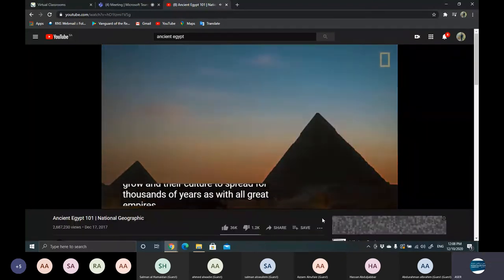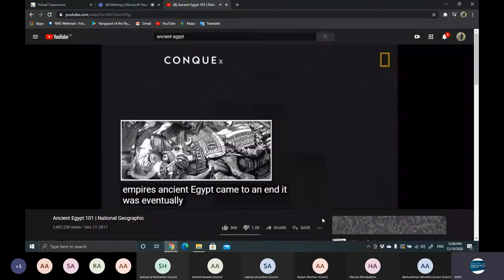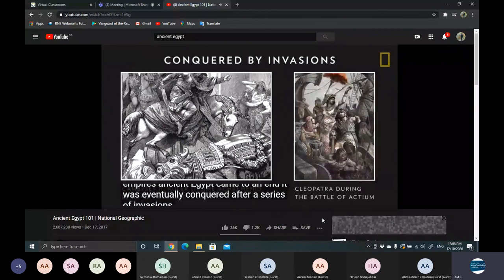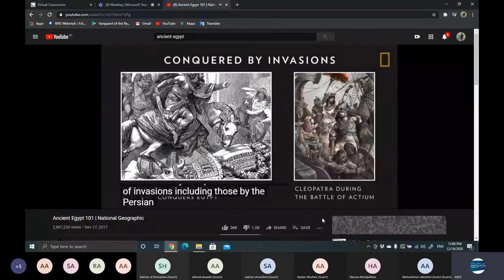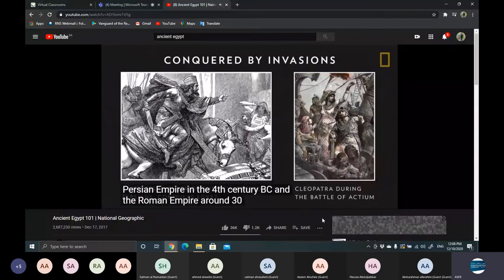As with all great empires, ancient Egypt came to an end. It was eventually conquered after a series of invasions, including those by the Persian Empire in the 4th century BC and the Roman Empire around 30 BC.